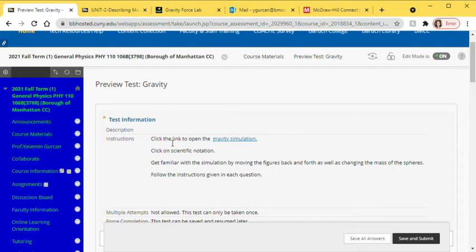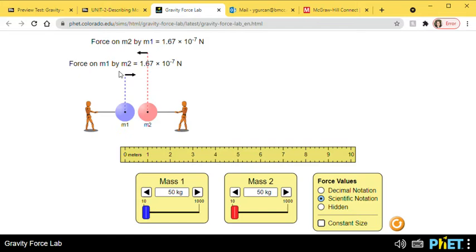Hi everyone, this lab is about gravity, so you need to use a simulation for gravity by clicking on this link that I gave in the instructions and follow the instructions afterwards. Click on scientific notation on the simulation. When you click on simulation, you will be carried to the site, which is the simulation.